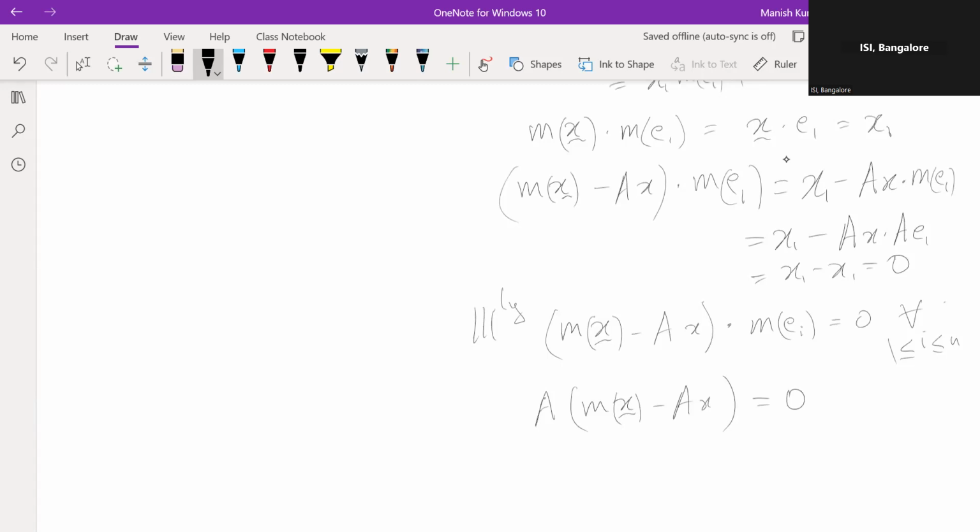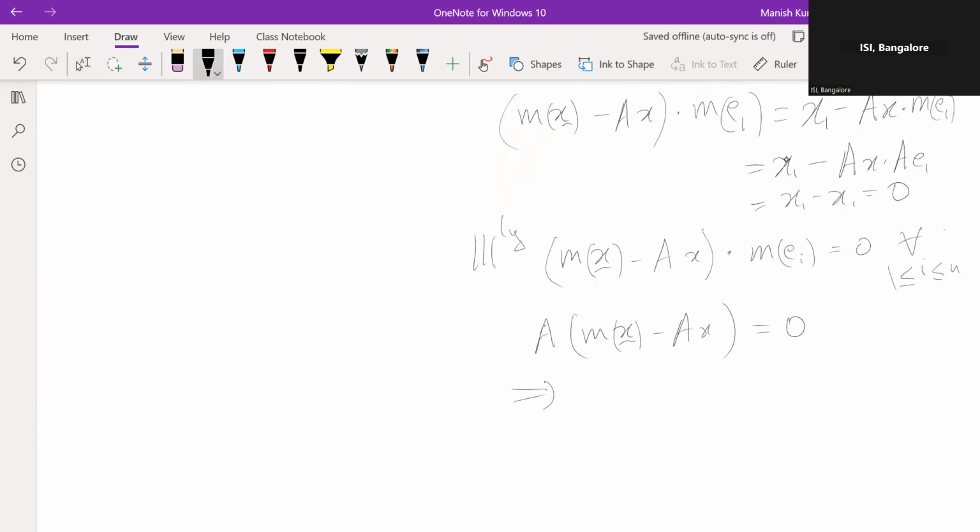So these n equations, if you write them in matrix notation, you get that this is 0. But A is an orthogonal matrix. So that tells you that Mx minus Ax is 0. You can pre-multiply by A transpose if you like, or use that A is invertible, whatever way you want. Hence, Mx equals Ax.